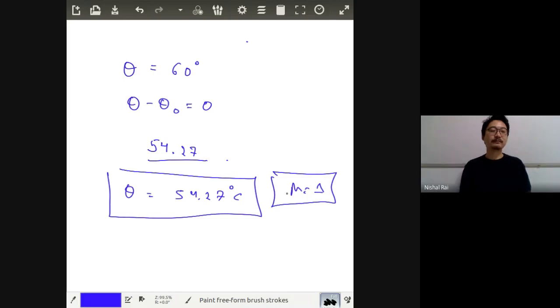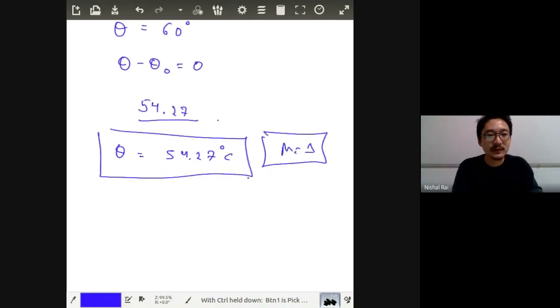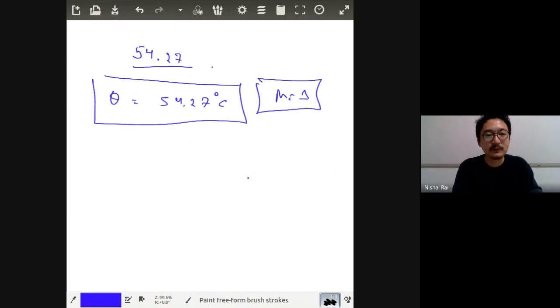Is this fine? Everyone, you just check. So the temperature over there will be 54.29. So one needs to be a bit careful. Clear? Is this point clear?